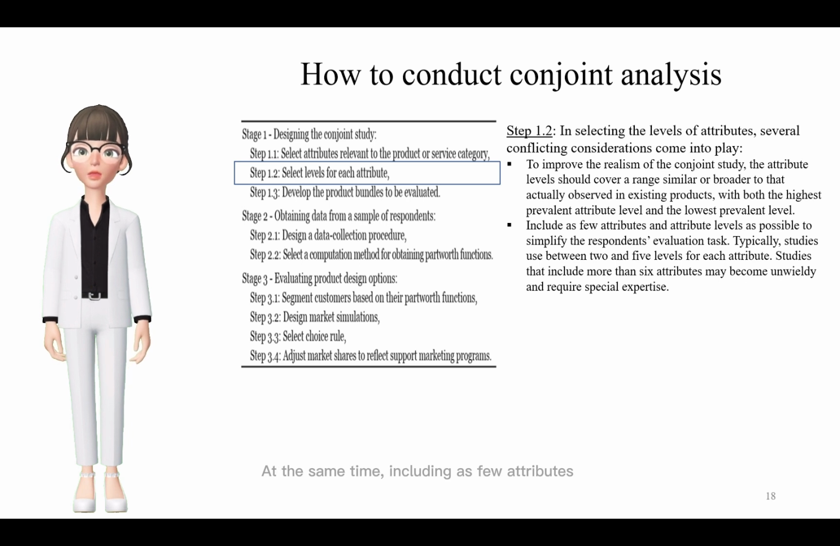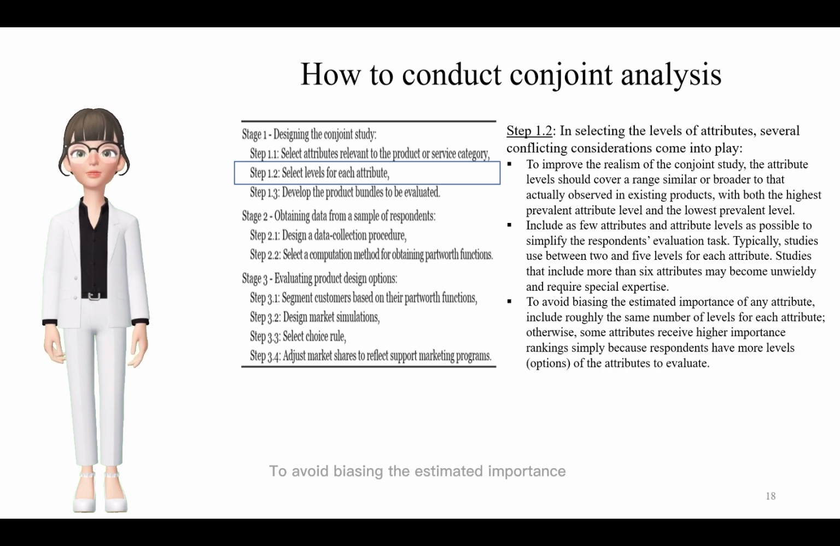At the same time, including as few attributes and attribute levels as possible will simplify the respondent's evaluation task. For example, Nike may choose to limit the number of shoe styles to 3, such as running shoes, basketball shoes, and cross-training shoes. They may also limit the number of colors to 5 and the number of materials to 3. Typically, studies use between 2 to 5 levels for each attribute.